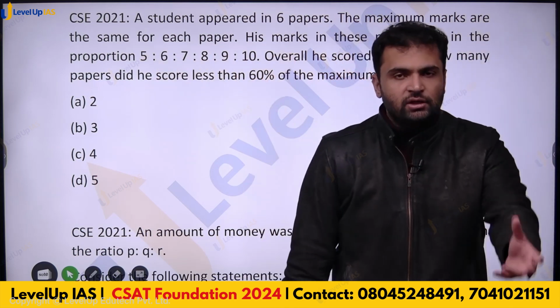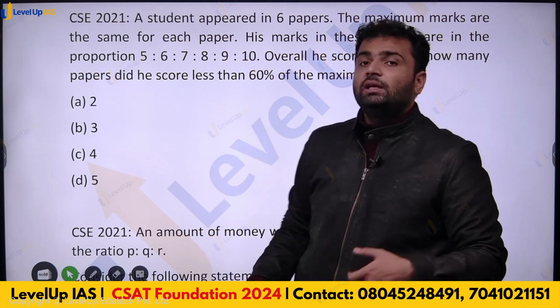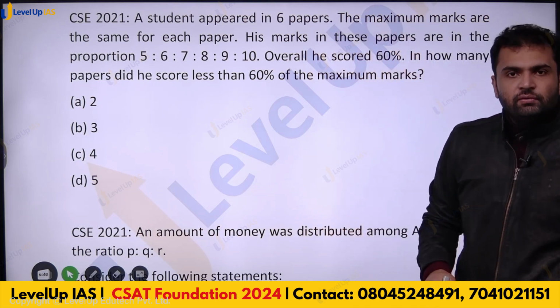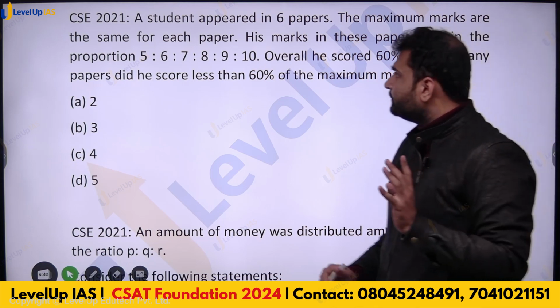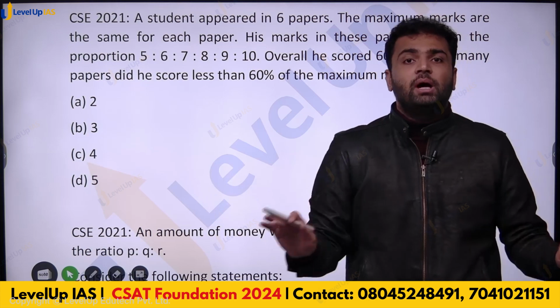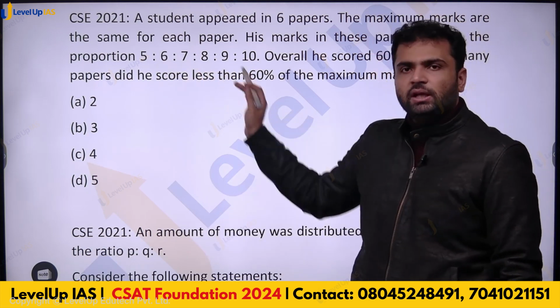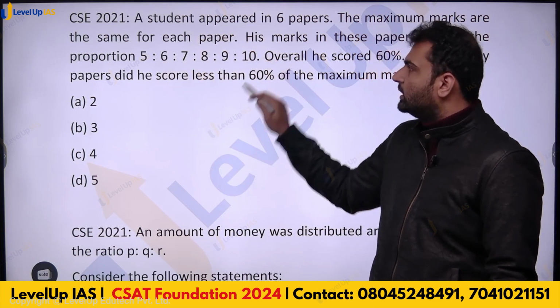There are two methods to do it. One is the longer way, wherein we calculate the marks that he obtained in each paper. But the easier way is to solve this question with observation. You see that all papers have equal marks, so there is no differentiation amongst papers. And the proportion is in increasing order, increasing uniformly: 5, 6, 7, 8, 9, 10.